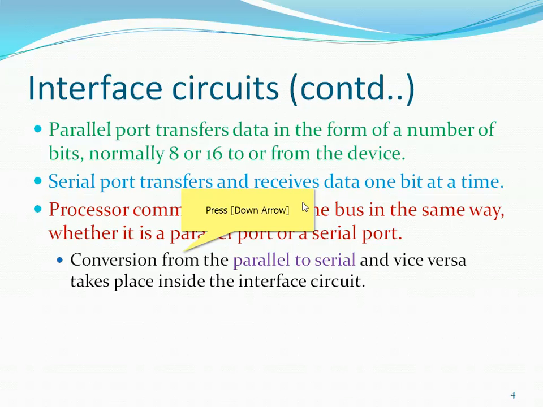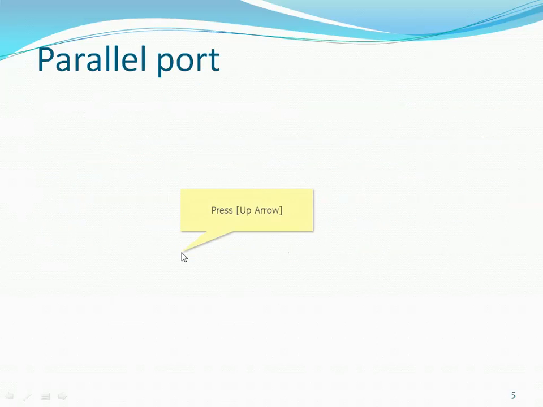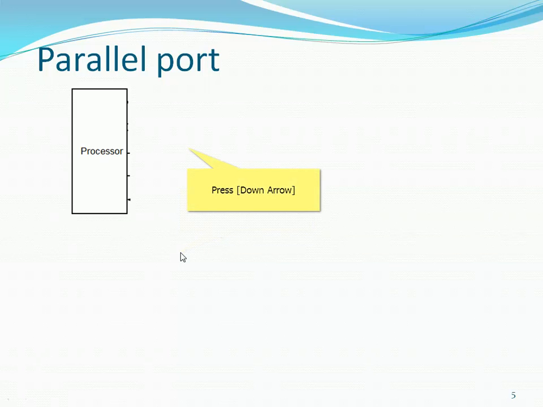Even the serial port works with the help of a shift register. If you are handling an 8-bit machine, all 8 bits of data should arrive and be kept in the register, which will then be sent at once. It will wait for all the 8 or 16 bits to arrive in that buffer, whereas the parallel port sends a byte or word at a time. So we can have the conversion from parallel to serial and vice versa. It takes place inside the interface circuit.